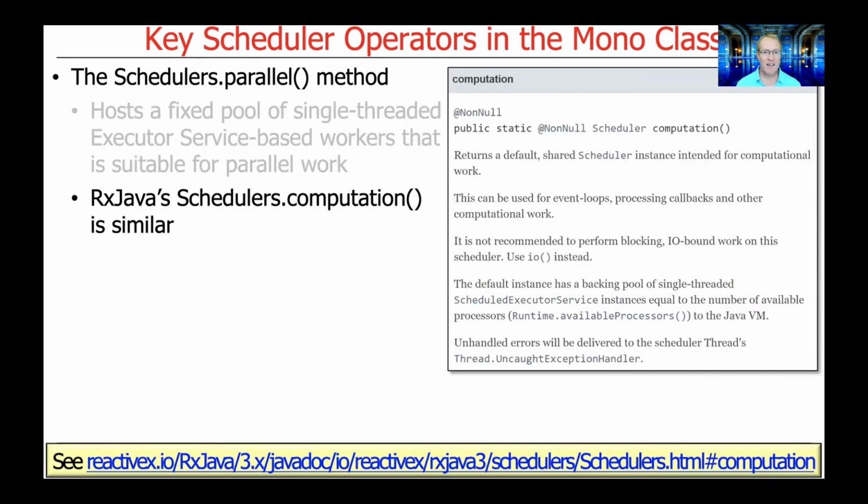RxJava has a factory method in its Schedulers utility class called computation that's very similar to the parallel factory method we have here with Project Reactor. So similar capabilities, but for some interesting reason, they chose to give them different names in the respective Schedulers utility class.